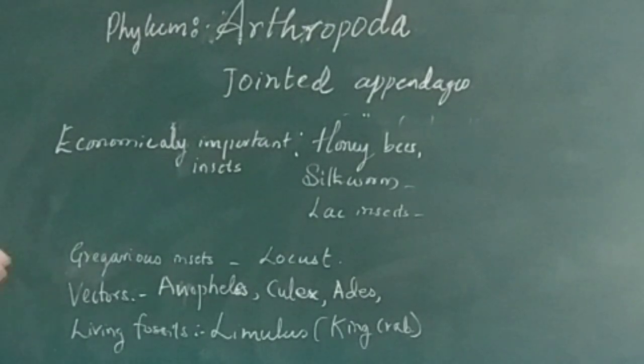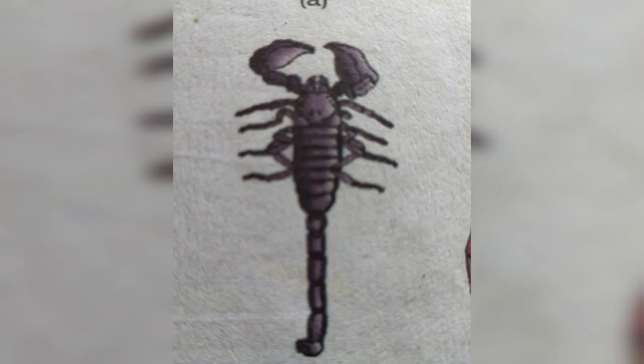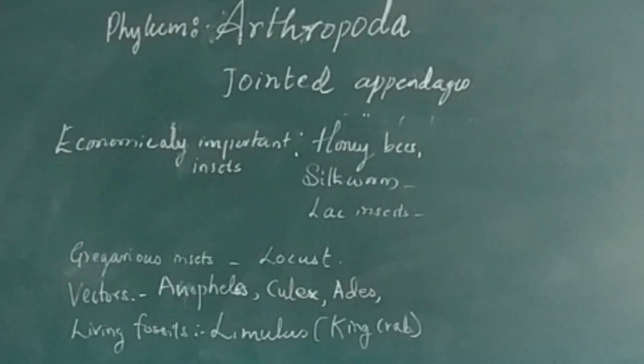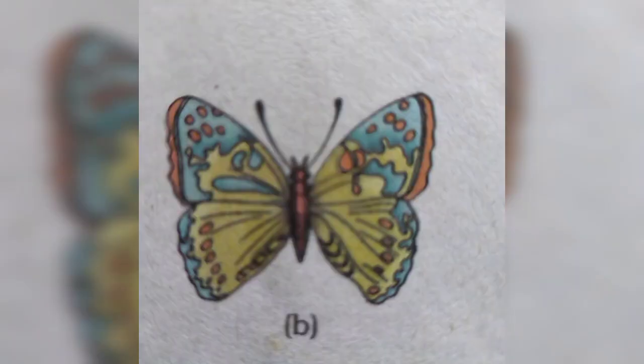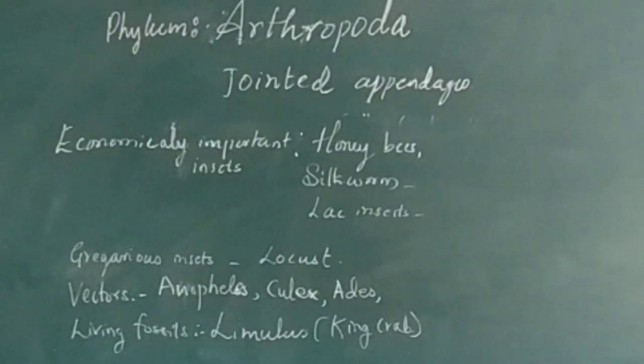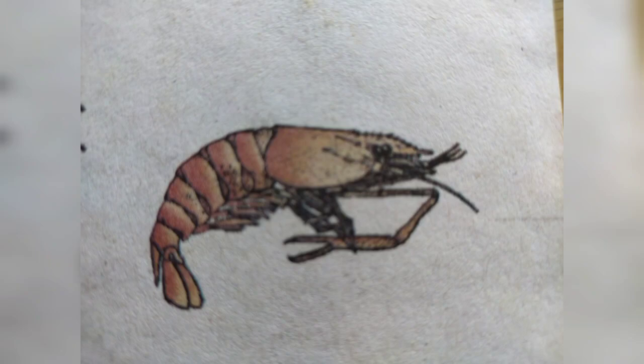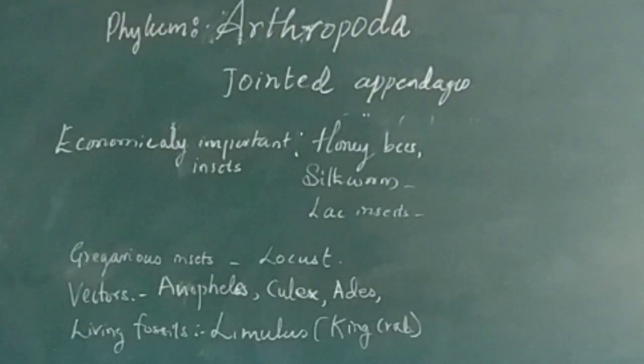Another variety of arthropods are living fossils. Example is the king crab or Limulus. These living fossils are animals which still exist on the earth, but they retain their ancestral characteristic features even now. That's why they are known as living fossils. The best example is Limulus or king crab, a marine crab. Apart from this, butterflies, scorpions. We are all familiar with these examples. Then prawns. So these are some examples of animals which come under phylum Arthropoda. Okay.